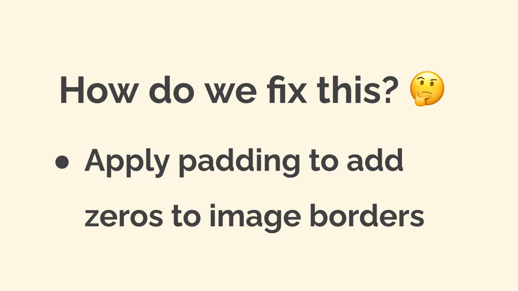Well, what you do is you apply padding to add zeros to image borders. So you take the image and you add padding to it, so that when you start your convolution of the image, you don't start from the very edge, you actually start on some padding that is okay to be cut off. And we're going to see that later on when we need to apply padding inside of our neural network layers. You'll see that come up.